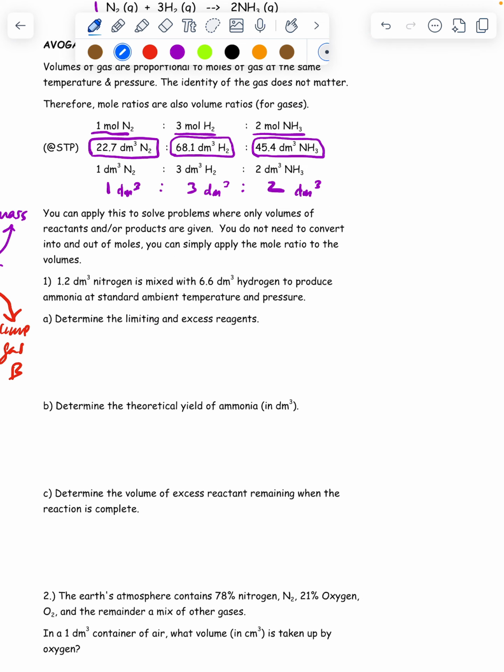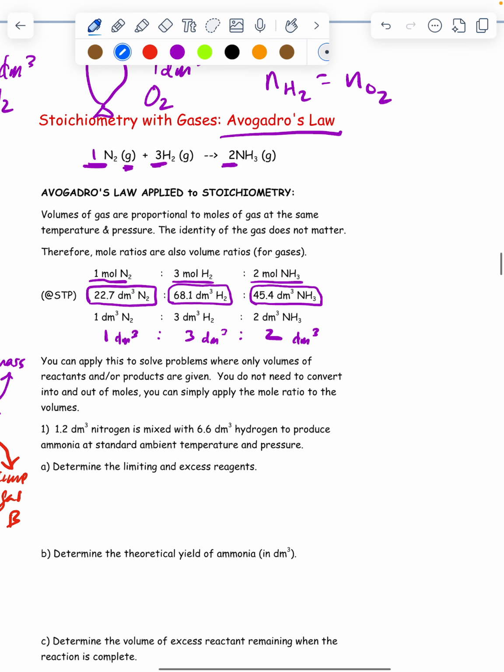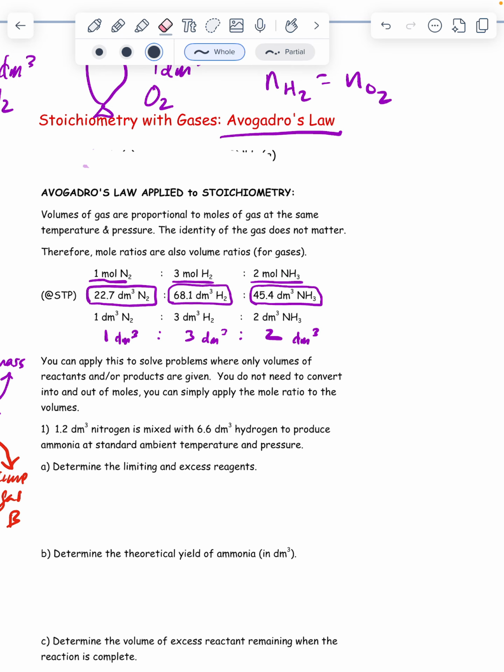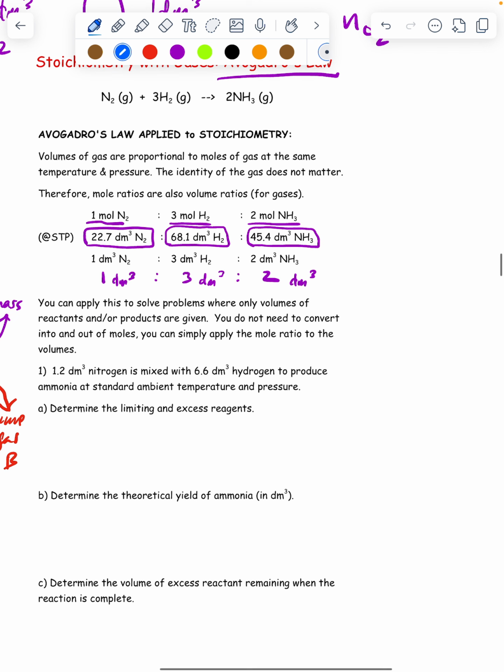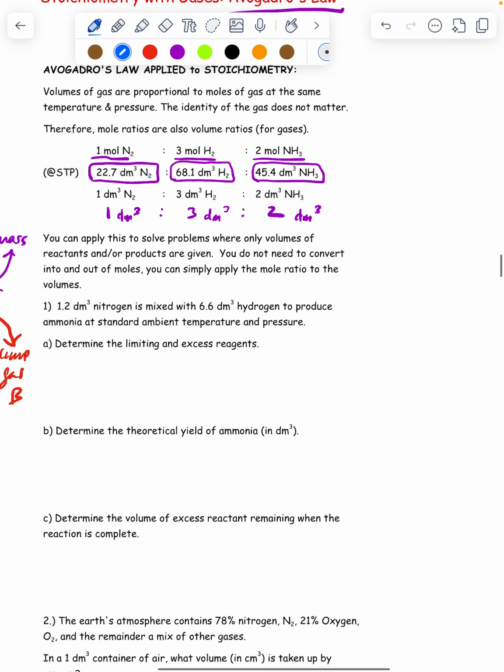So this would be a question for this reaction that we have up above. I'm going to clean it up a little bit. Okay, it says we have 1.2 dm cubed of nitrogen, and it's mixed with 6.6 dm cubed of hydrogen to produce ammonia at standard ambient temperature and pressure. Determine the limiting and excess reactants. So we would approach this just like if this dm cubed had said moles. We're going to do the work the exact same.